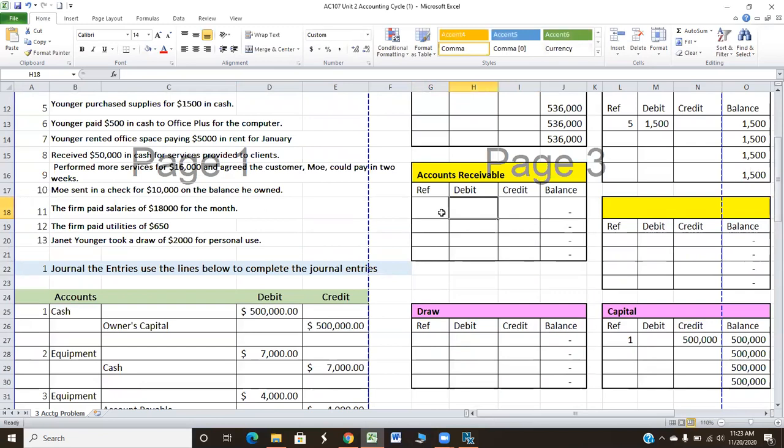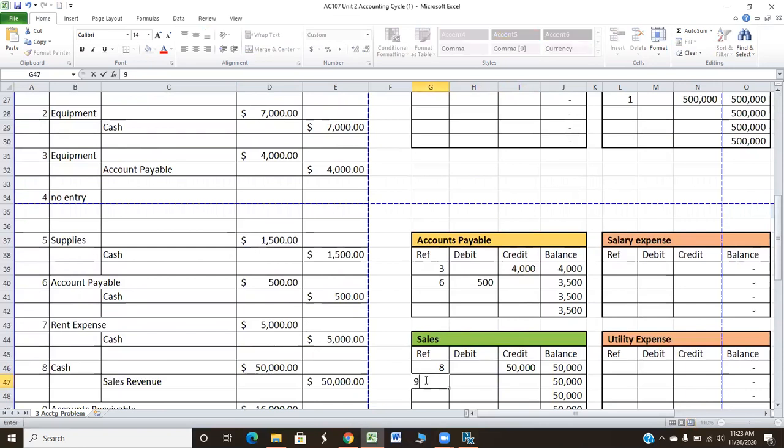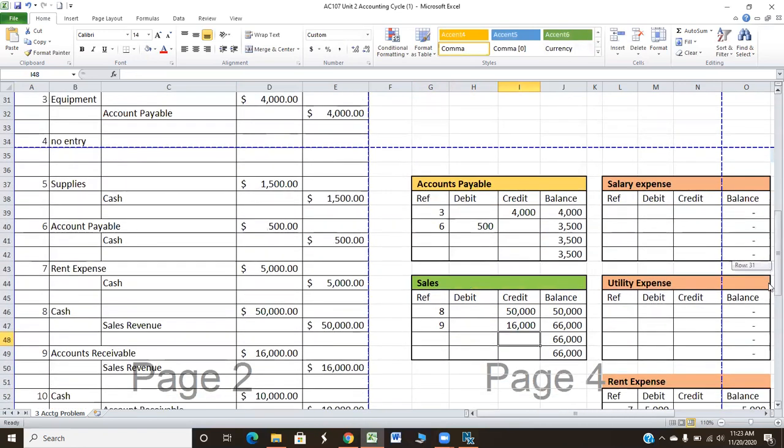So number 9, debit accounts receivable $16,000. And then back to sales revenue. Number 9, made another sale $16,000. See, it increased $66,000. Go to number 10.